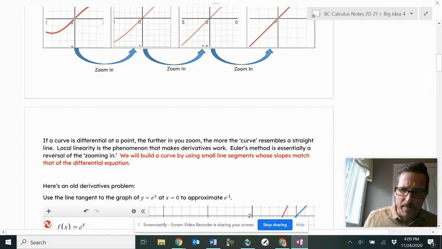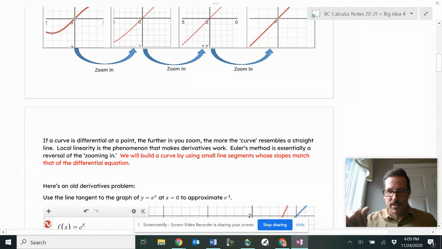So here's a little blurb about that. You can read about that in the notes, right? We're going to build a curve by setting a bunch of little small line segments next to one another, and then we'll zoom out and go, oh, all those little line segments look like a curve when we put them together.